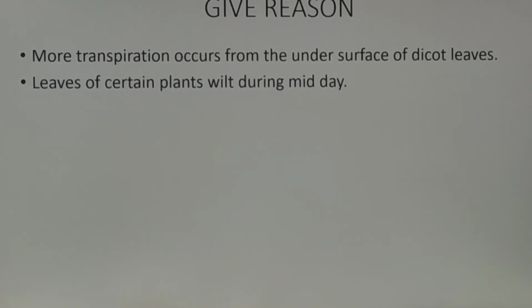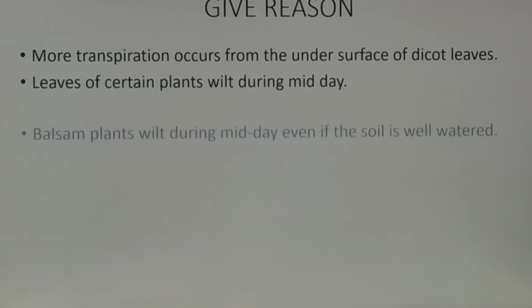Leaves of certain plants wilt during midday. That is because the rate of transpiration exceeds the rate of absorption of water by roots. That is the reason why plants wilt during midday. The rate of transpiration exceeds the rate of absorption of water by the roots.